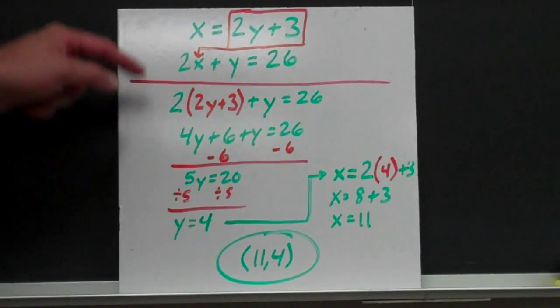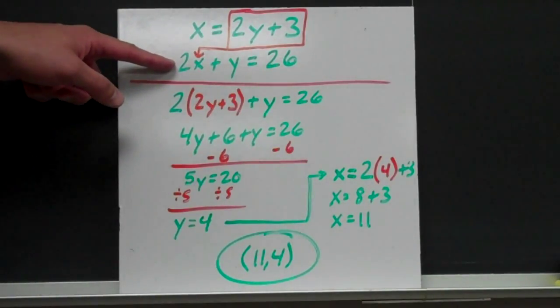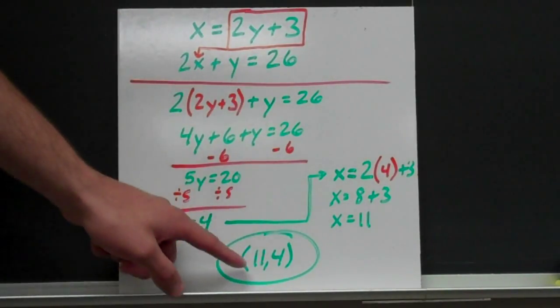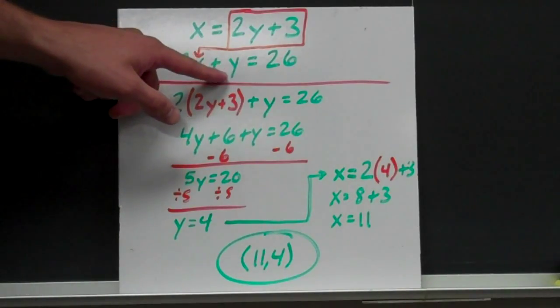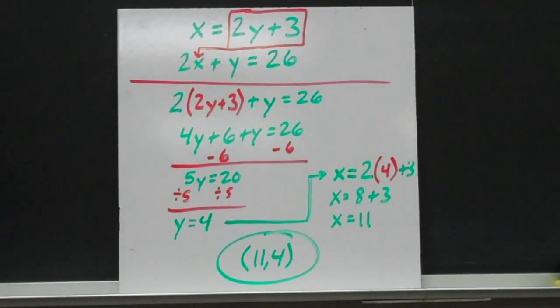We can check our answer by plugging it back into the other equation that we didn't use. 2 times 11 is 22, plus 4 is 26, so our answer is correct.